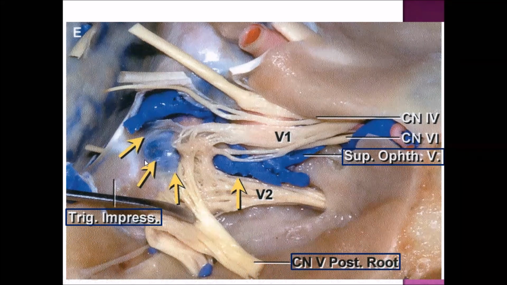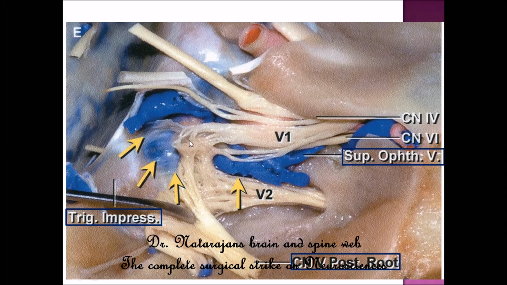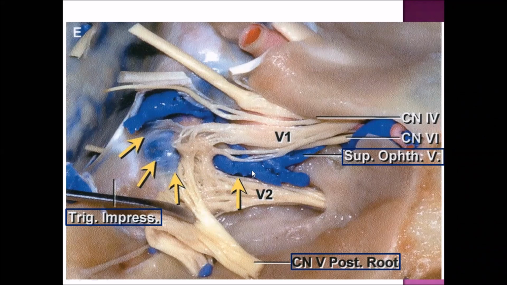So medial to the Meckel's cave, this arrow marks what corresponds with the lower border of the cavernous sinus. Okay, the lower border of the cavernous sinus lies medial to the Meckel's cave, exactly at the junction of the middle and the upper third of the trigeminal ganglion. So the lower border of the cavernous sinus does not include V2.